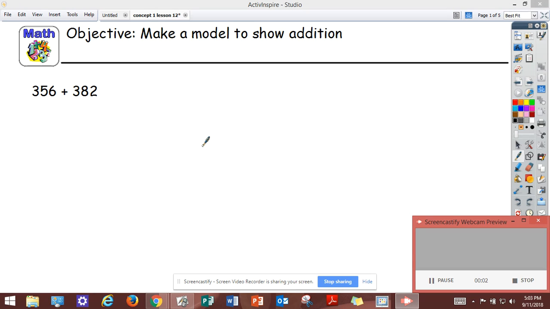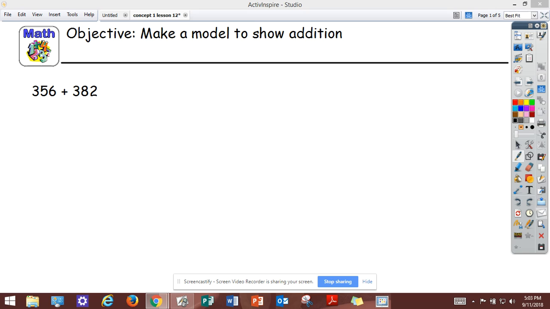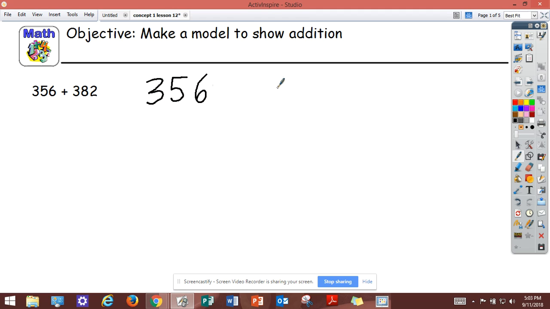So today's objective is to make a model to show addition. We're going to be adding today 356 plus 382. The first thing I ask students to do is to kind of stretch this out so they have some space, because this modeling does take some space. We're going to start by looking at the hundreds.